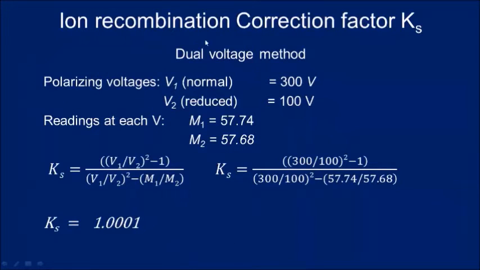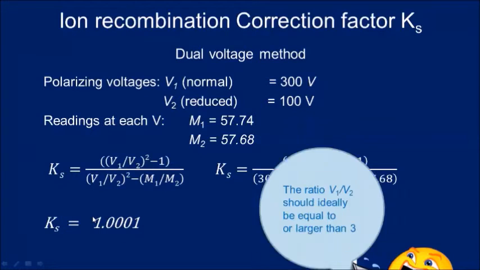Then you have to do the ion recombination correction factor. If you remember, we did measurement for 300 volts and reduced voltage of 100 volts. For 300 volts, M1 is 57.74. For 100 volts, M2 is 57.68. Use this equation. This equation is the equation for correction for continuous radiation. Cobalt 60 being a continuous radiation, you should use this equation. Okay, so when you calculate, the correction comes to about 1.0001.